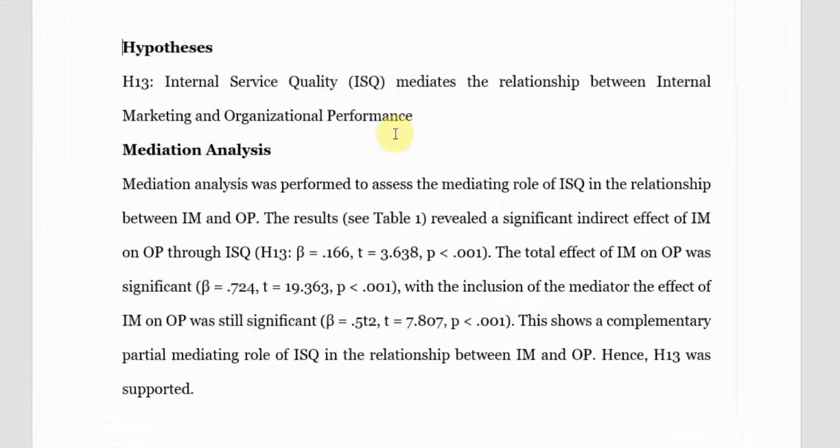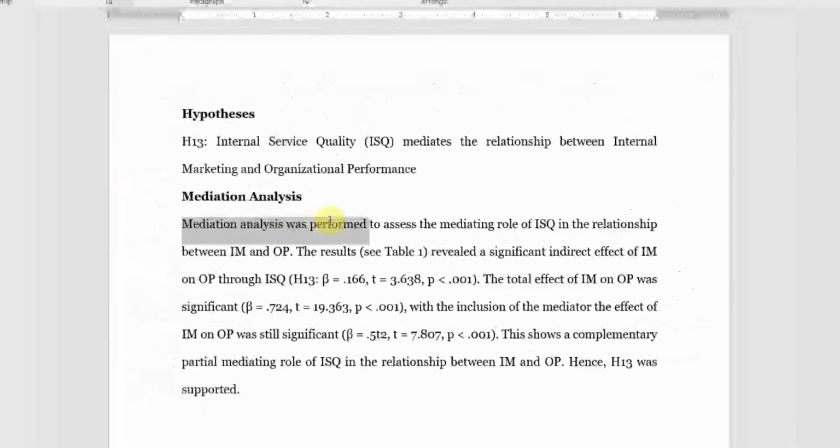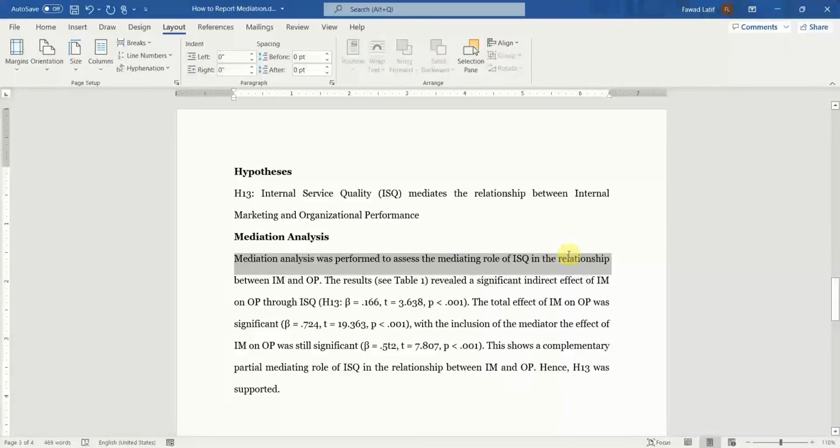Let's say I'm taking ISQ as a mediator. So internal service quality mediates the relationship between internal marketing and organizational performance. Mediation analysis was performed to assess the mediating role of ISQ in the relationship between IM and OP. First, describe what mediation analysis you are performing. The results are obviously shown in table 1, and they revealed a significant indirect effect of IM on OP through ISQ. So first, report your indirect effect.